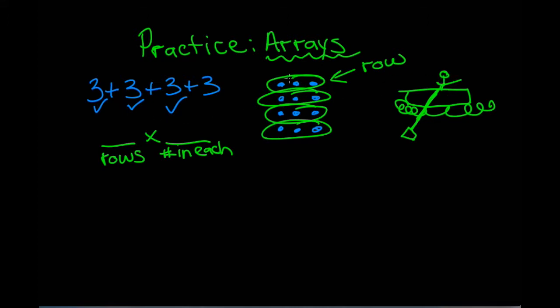So in this, we have 1, 2, 3, 4 rows. So we've got a 4 here. And then how many do we have in each? We have 1, 2, 3 in that one. 1, 2, 3 in that one. 1, 2, 3 in that one. 1, 2, 3 in that one. Okay, so we've got 4 times 3. So the question then is, what does it equal?